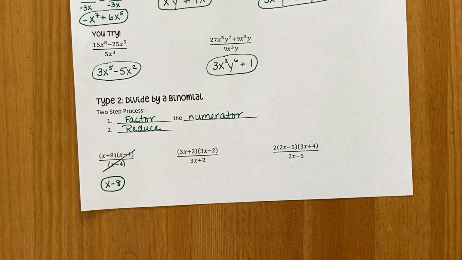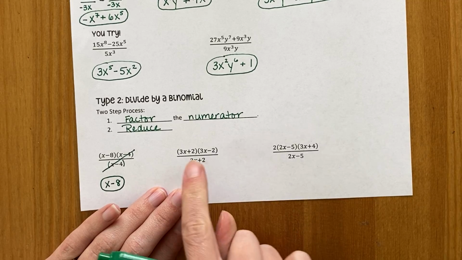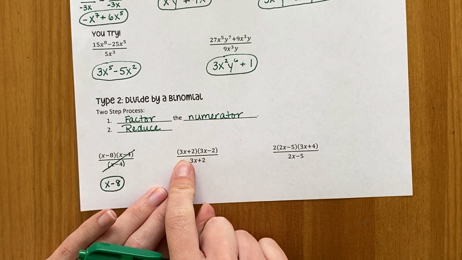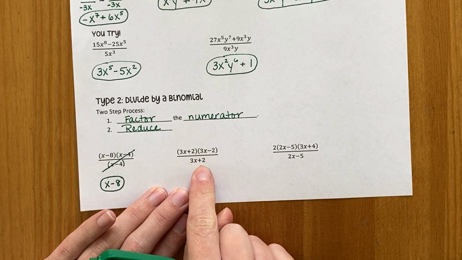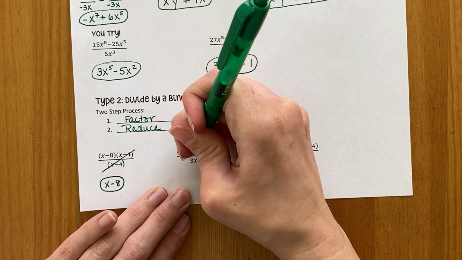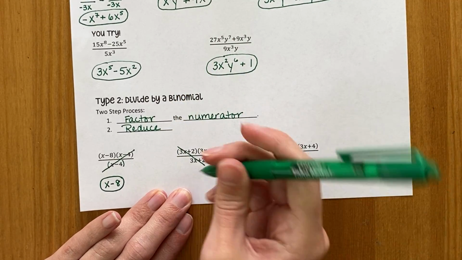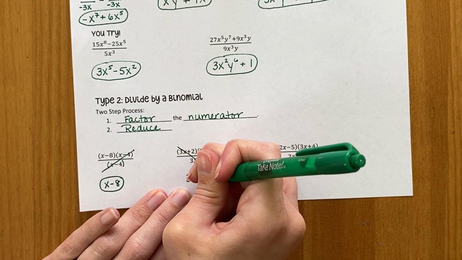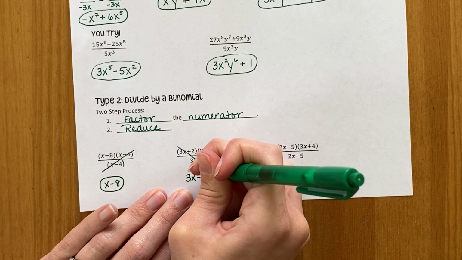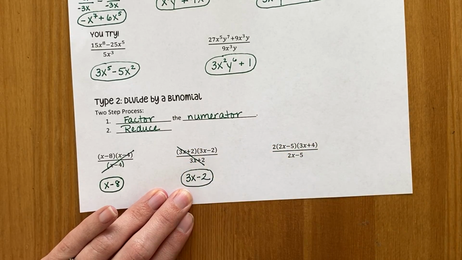So if I look at the next example, again, I'm just looking for a match with 3x plus 2. So if I look across the top, here's my 3x plus 2. 3x plus 2 and 3x plus 2 will cancel each other out. And that'll leave me with the other piece there, 3x minus 2, as my final answer.